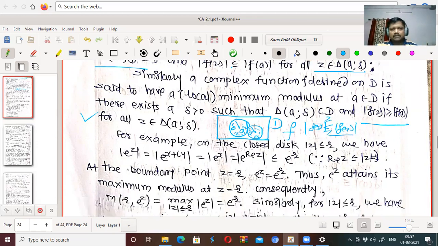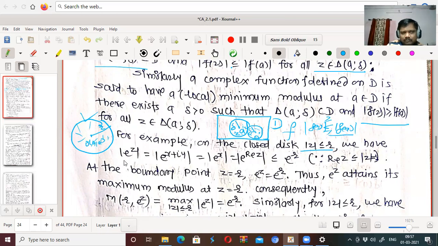That is the case. For example, on the closed disk mod z less than or equal to r, we have taken a disk such that mod z is less than or equal to r. This is the circle having center at origin and radius r, and it is a disk. So all these points inside this are included. Suppose it is a closed disk, mod z less than or equal to r.